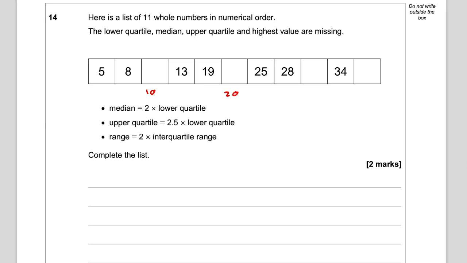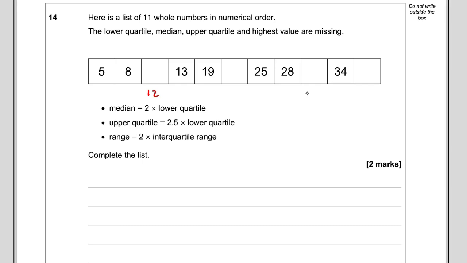Upper quartile is 2.5 times the lower quartile. So if the lower quartile was 10, 2.5 times that would be 25, which wouldn't work. And that's going to give me a hint for my next one. There's no point in me trying 11 because that would create a decimal here. So the next one I'm going to try, well, hopefully the last one I can try, is 12. Actually, no, it couldn't have been 8. It could, in theory, be 13, but we'll see whether this 12 works.